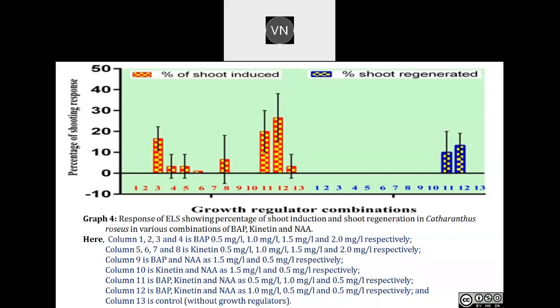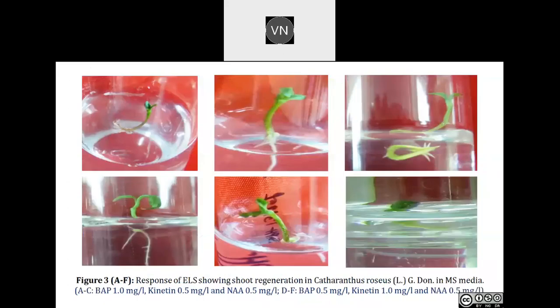I differentiated shoot induced from shoot regenerated by the fact that shoot induced means development of green coloration and bifurcation of the apex. And when I say shoot regeneration, I mean the actual leaf-like structure development, or leaf development. As you can see, the shoot induction percentage was much higher as compared to shoot regeneration. Other details are given here. Next, please.